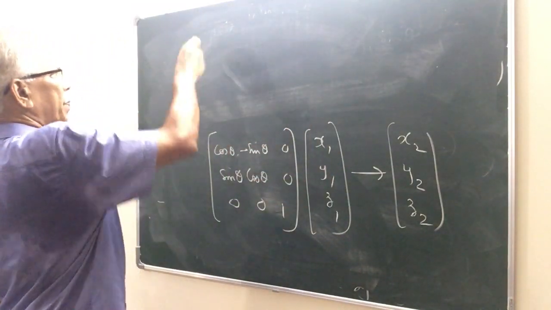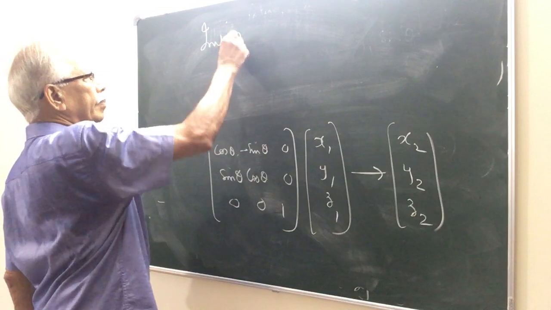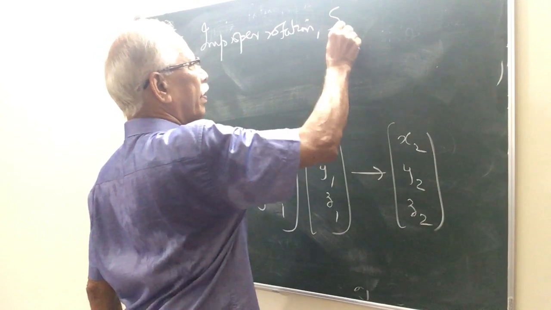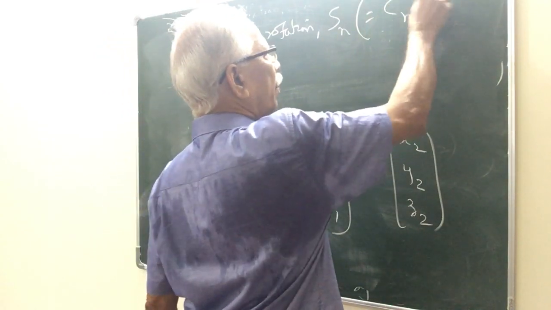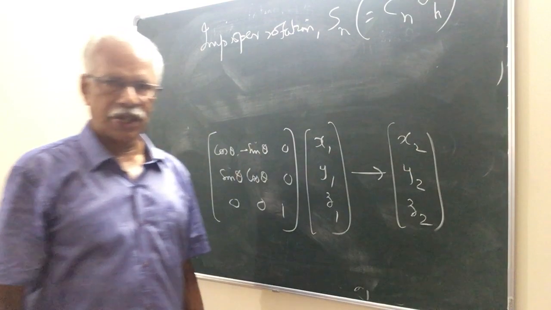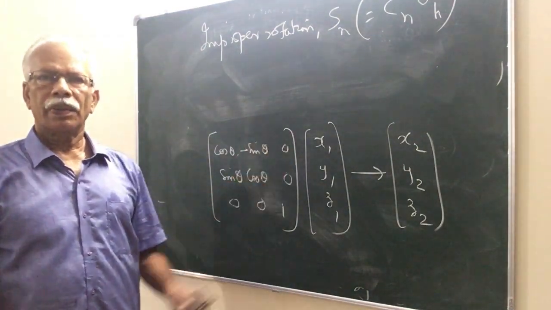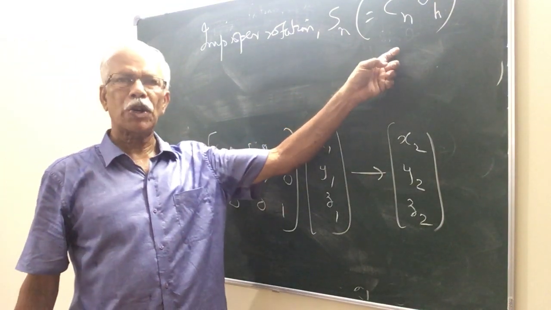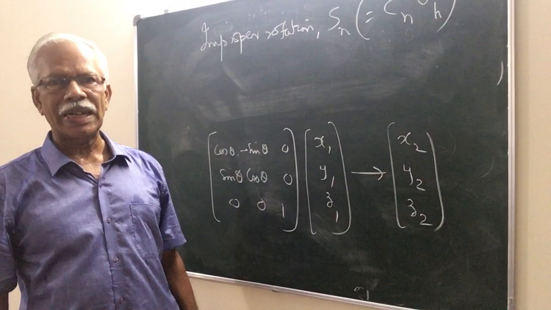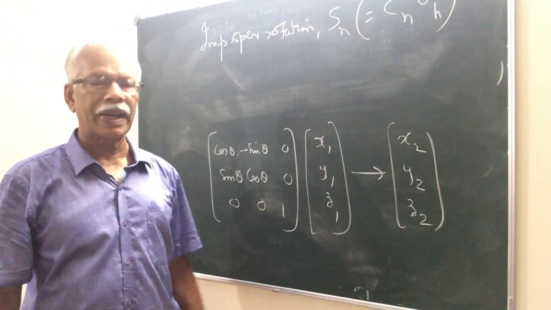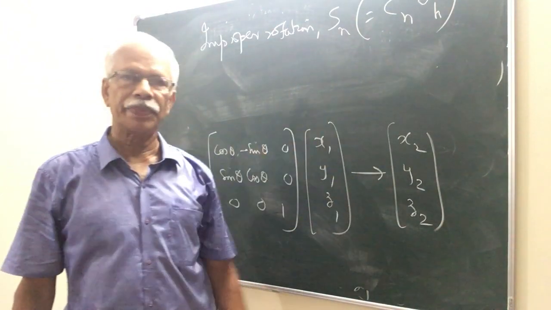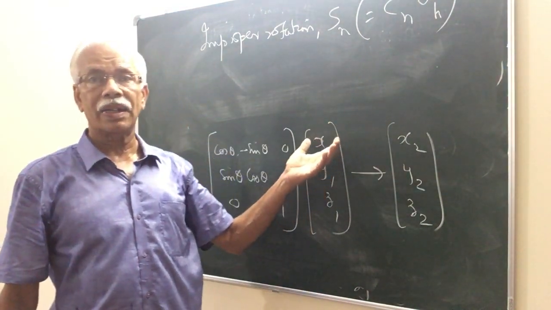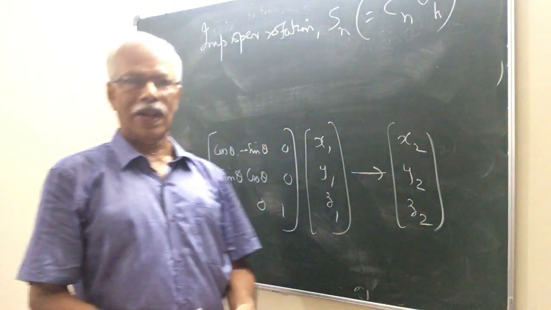Now, improper rotation, denoted as Sn, which is equal to Cn into sigma h. The changes in the x and y coordinates on improper rotation will be the same as changes occurring to x and y coordinates on the proper rotation Cn. The difference is that because of sigma h, the z coordinate will change to its negative value.